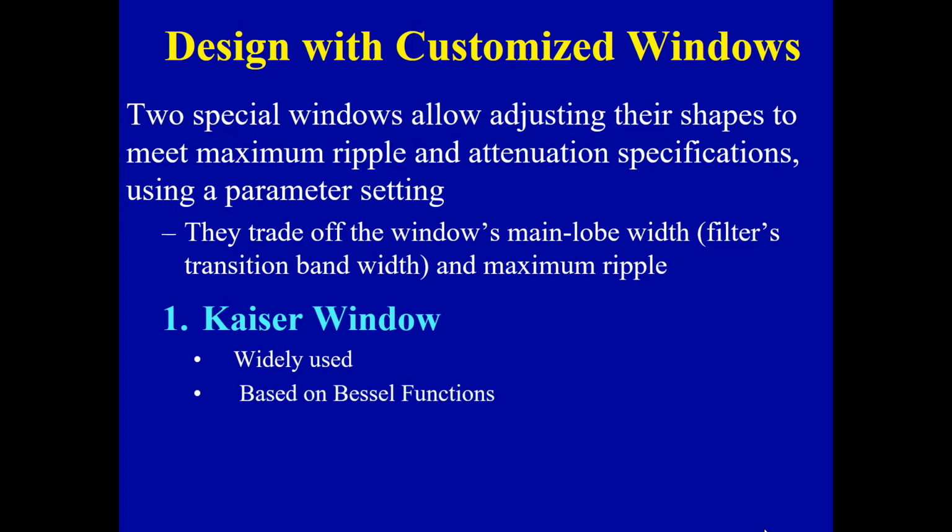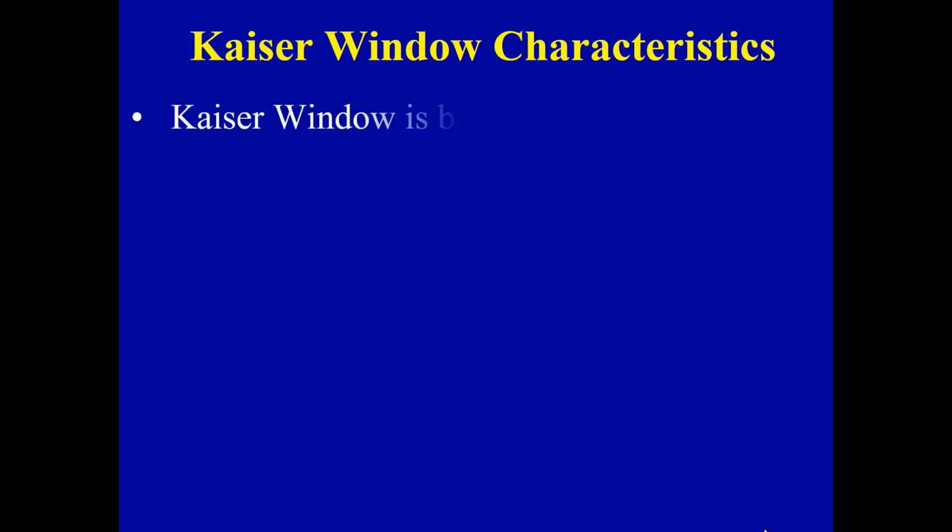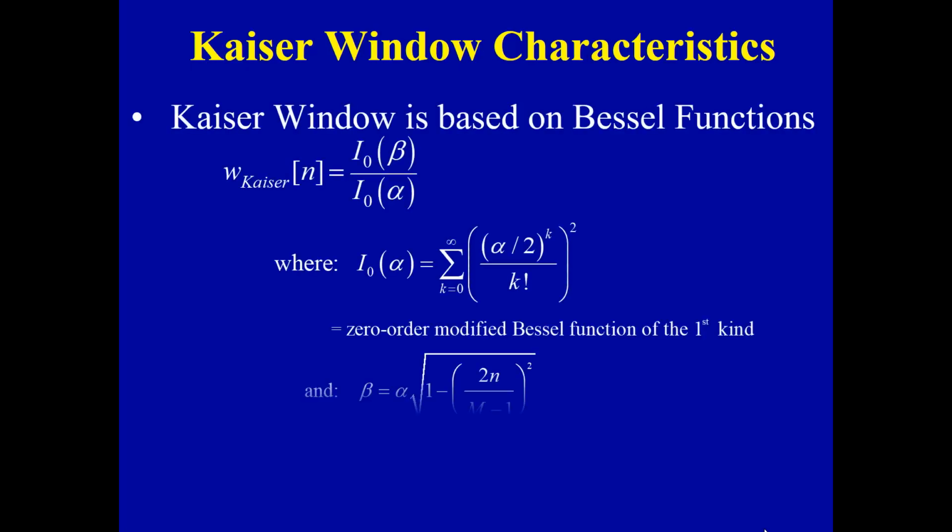These windows are the Kaiser window, which is very widely used and based on Bessel function computations, and the Dolph-Chebyshev window, which is an optimal window that provides the narrowest main lobe width that you can achieve for a given amount of maximum ripple. And it's based on Chebyshev polynomials. So here's the Kaiser window.